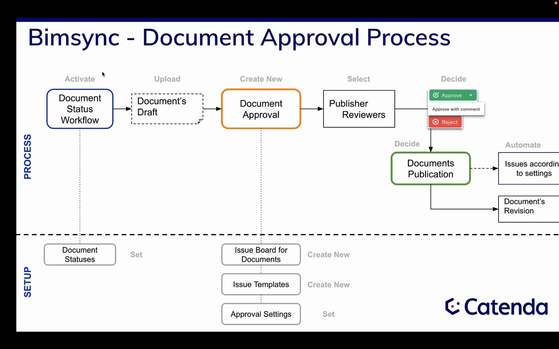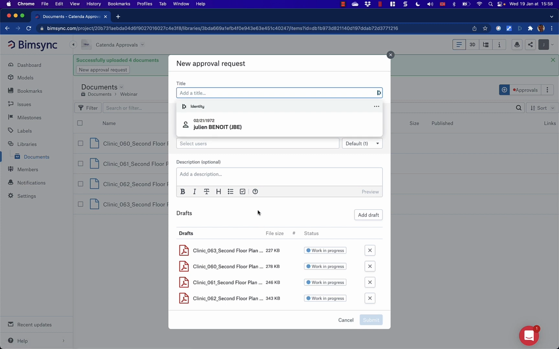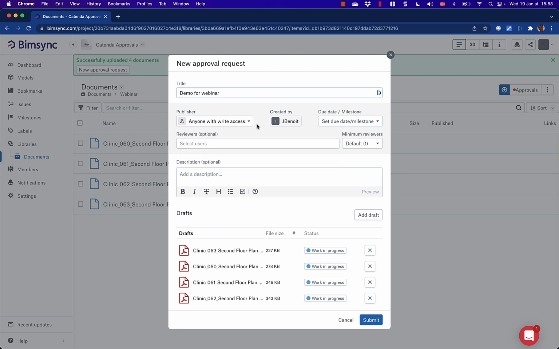So now I am in here. I am in the create new document approval. So I will start here, but as you will see, there are a few steps to be taken so that it works. So first I will set a title. Here we go. And then, as I mentioned earlier, I will have to set a publisher. So I will set myself. So in the demo, it will be easier for me to take actions.